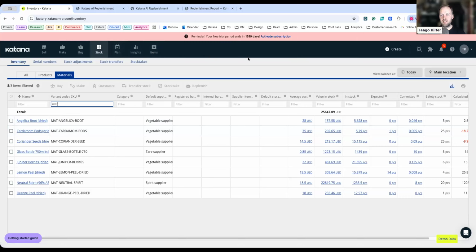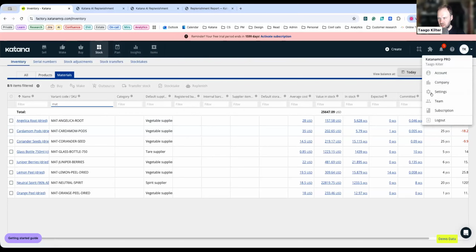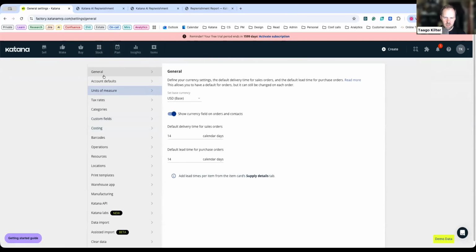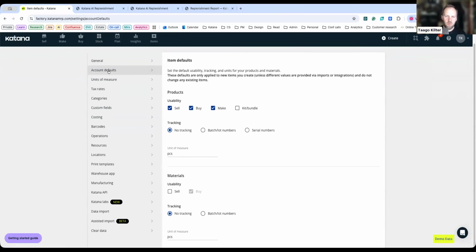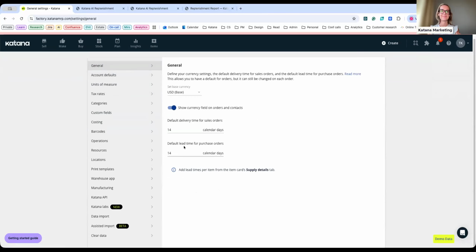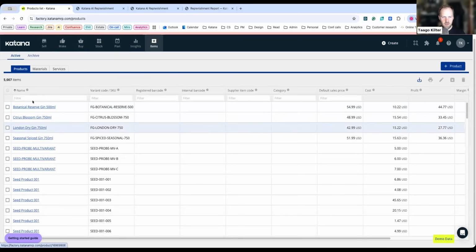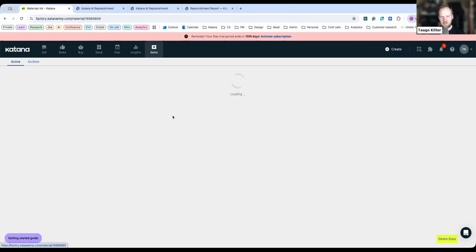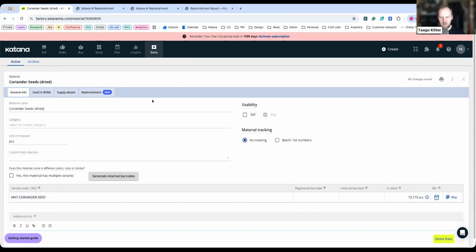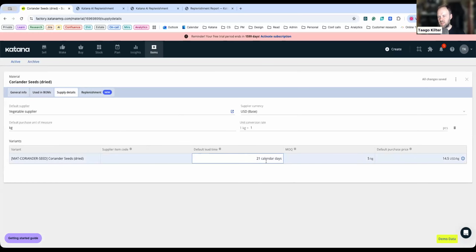Yes, it is something that you can do per your order type or per your specific item variant. One place you can do it is, where was it? Let me see. General. Yeah, you can do it in the general tab. You have the default lead time for purchase orders. It will apply to everything that you don't set on your item card. On the item card, it actually has the lead time in the item supply details. You can set it here.